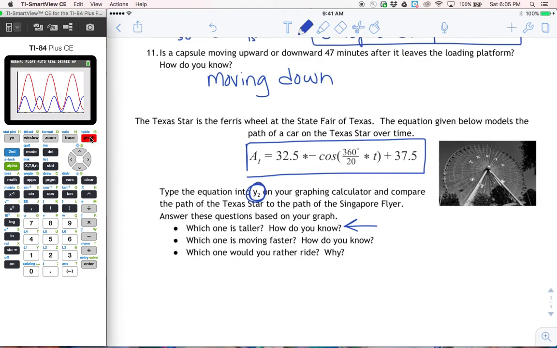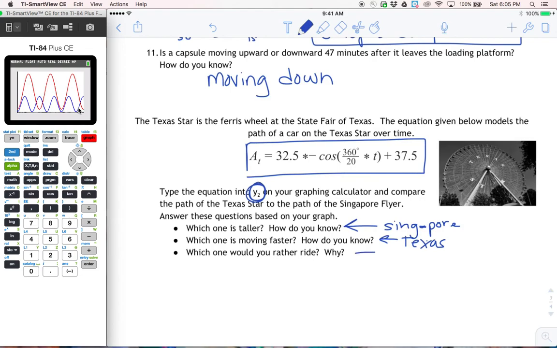All right, so which one is taller? Well, definitely the Singapore Flyer, because we can see how high the second one got. It got way, way, way higher than our original. All right, which one is moving faster? We'll take a look. The red one only made 3 revolutions. The blue one, the Texas one, made 1, 2, 3, 4 revolutions. So you can tell that the Texas is moving faster because you can see on the screen that it made more revolutions, right? More waves than the Singapore Flyer.